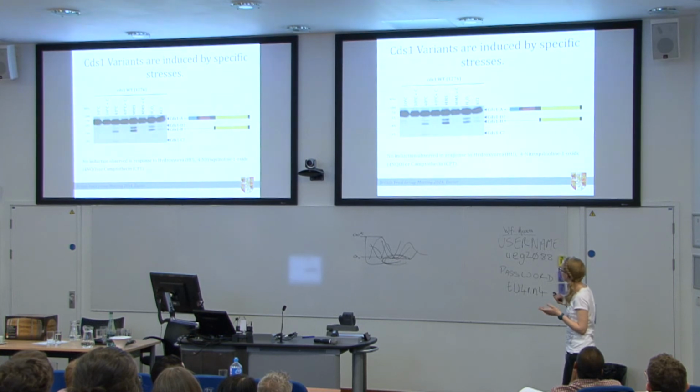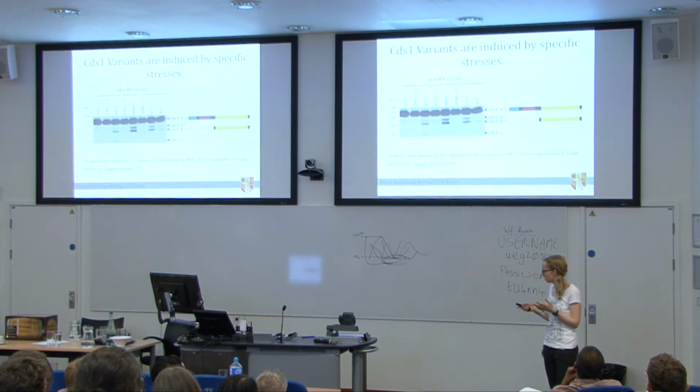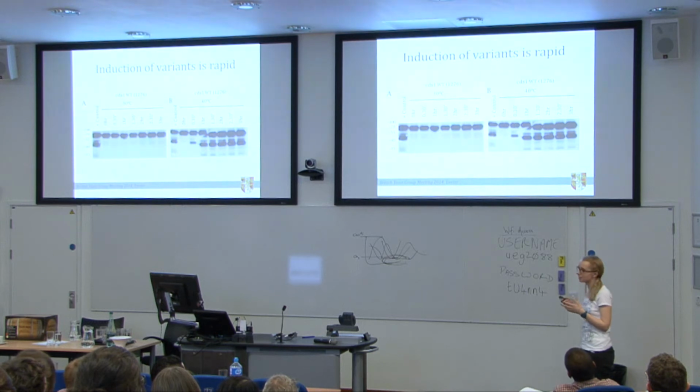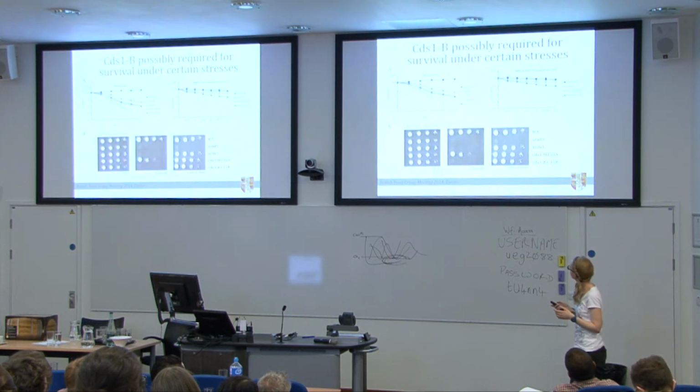There are certain conditions in which we don't see any induction of variants, such as hydroxyurea and other drugs such as fluorouracil and camptothecin. Induction of the variants, though, is very rapid. At 30 degrees C, we're not seeing any induction, and then as soon as we switch the temperature up to 40 degrees C, you can see the variants being induced inside 30 minutes, and they persist throughout the course of the experiment. So it's a very rapid induction.